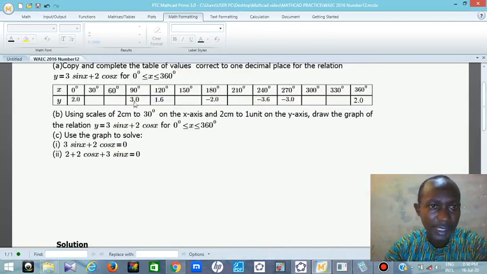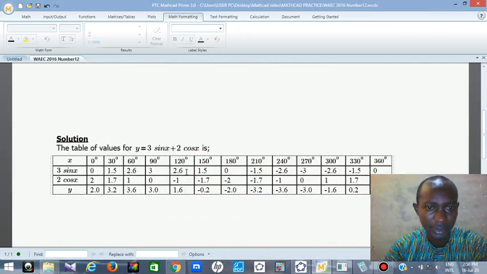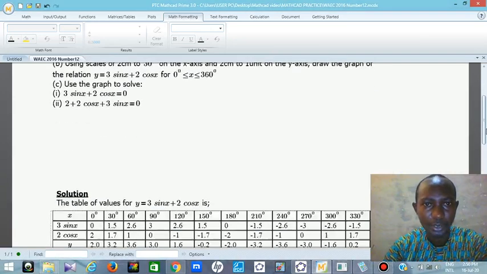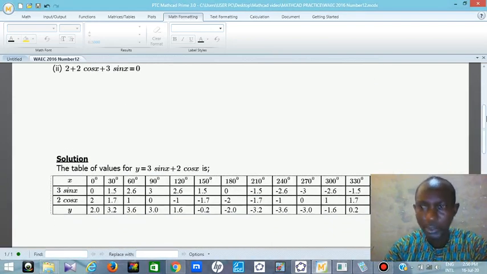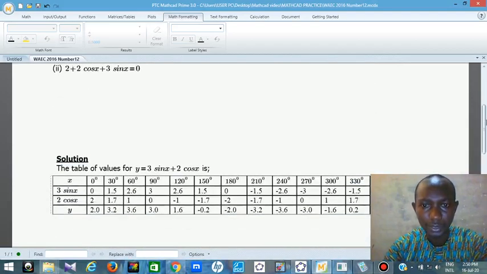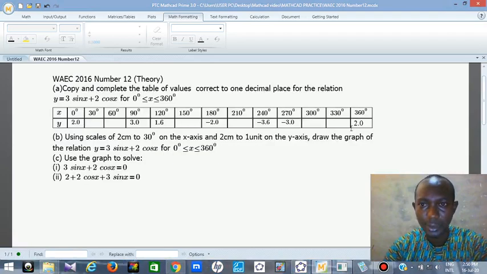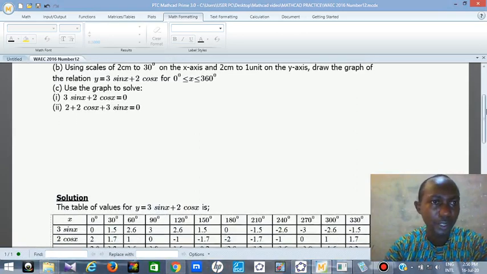Then the other one that is given, 90 is given at 3.0, 120 is given at 1.6. Make sure you check to be sure you are not making mistakes. So 90 is correct, 3.0, 120, 1.6. So we are in order. Then the other ones that are given, 180 minus 2.0. So 180 minus 2.0 is correct. Then the other one that is given, minus 3.6 for 240, minus 3.0 for 270. So we are correct. Minus 3.6, minus 3.0, then 2.0 for 360. So we're in order.